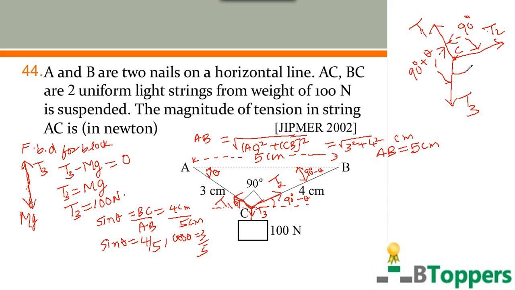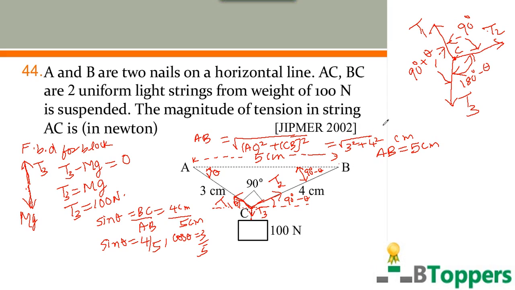The angle between T2 and T3 will be 90 plus 90 minus theta. So 90 plus 90 minus theta will be 180 degrees minus theta. Now we can apply Lami's theorem, which is based on the sine rule. When three coplanar forces acting at a point are in equilibrium, then the magnitude of each force is proportional to the sine of the angle between the other two forces.